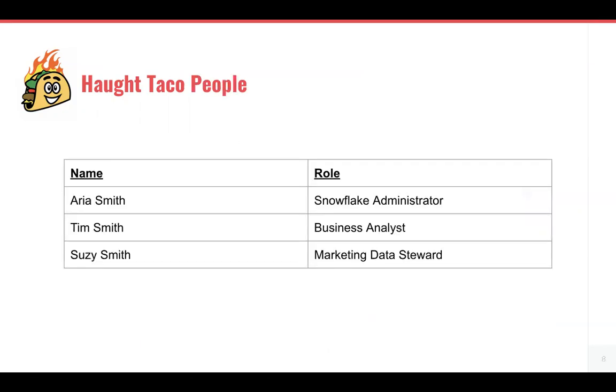So before I go do that, there's a couple people in our demo, so I'm going to switch roles as I go through it. We have Aria. She's a Snowflake administrator, and she's going to be approving IT related requests. And we have Tim, a business analyst. Tim is actually going to request access to Snowflake and is then going to request access to a data set and is then going to request a project workspace. And Susie, she's the marketing data steward. She's going to approve the access to the marketing data.